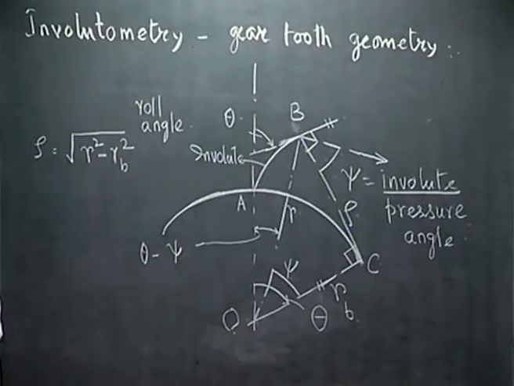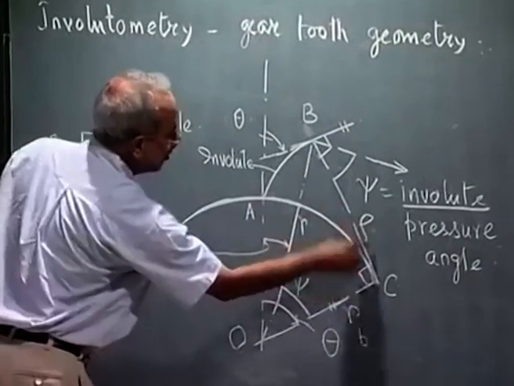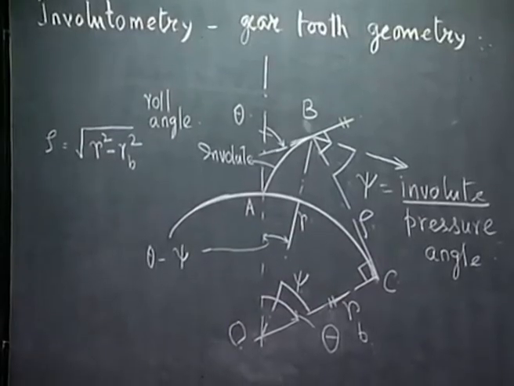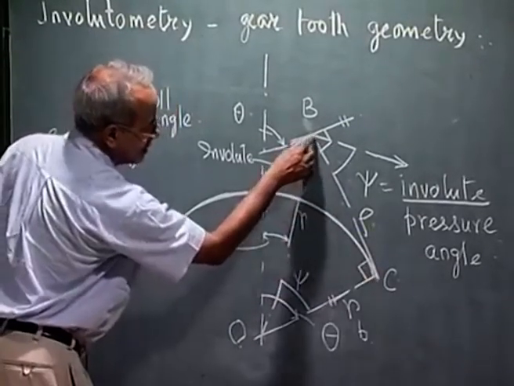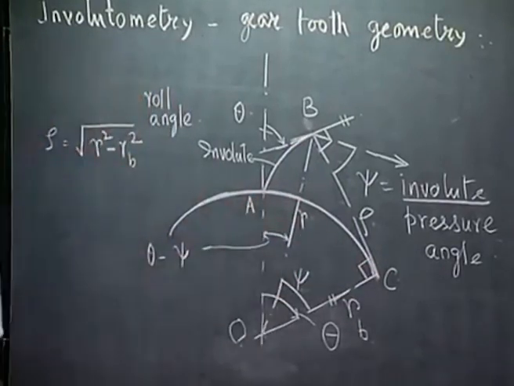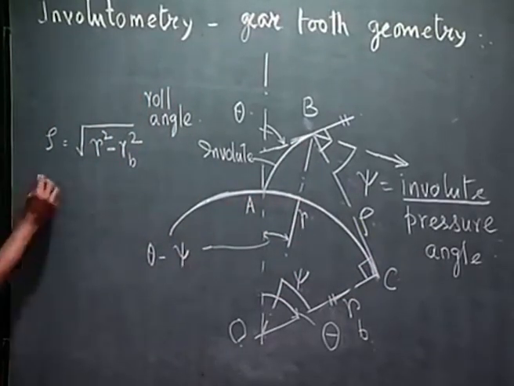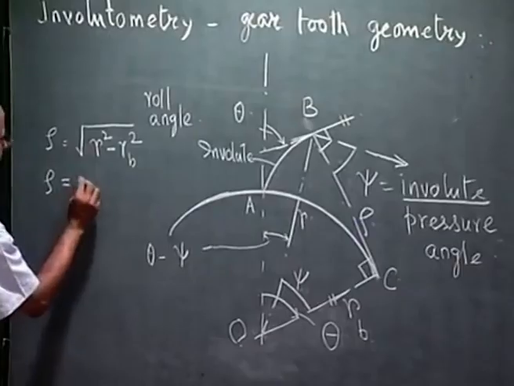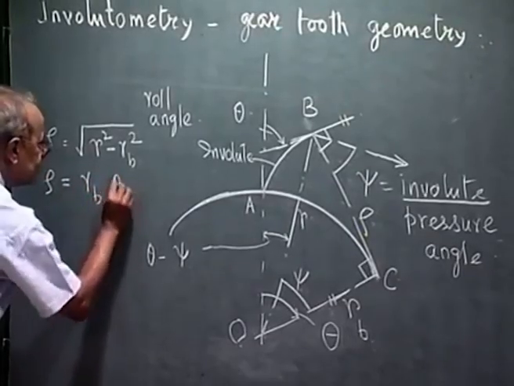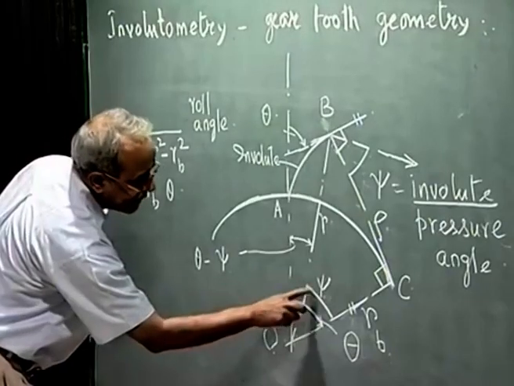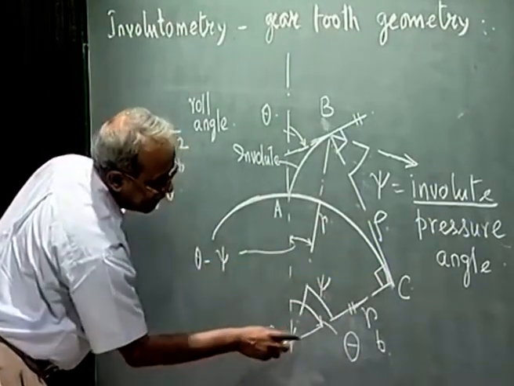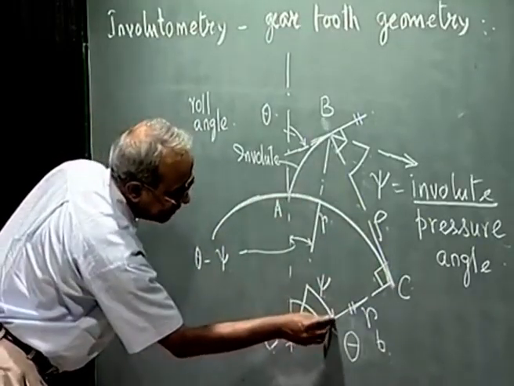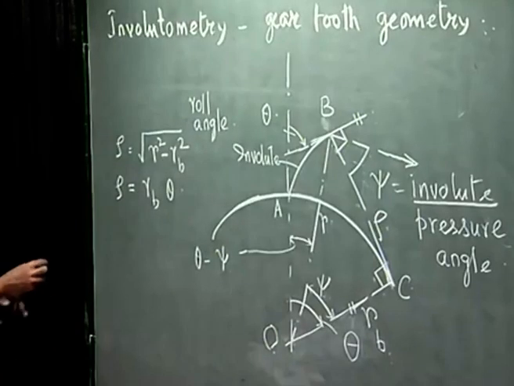And we also see this rho is same as this arc length AC, because this is the length of the string and this was the original length of the string. So, AC is nothing but rho, which is same as RB into theta. And also you can see tan psi is rho by RB. If this angle is 90 degree, this is rho, this is RB and this is psi. So, tan psi is rho by RB.